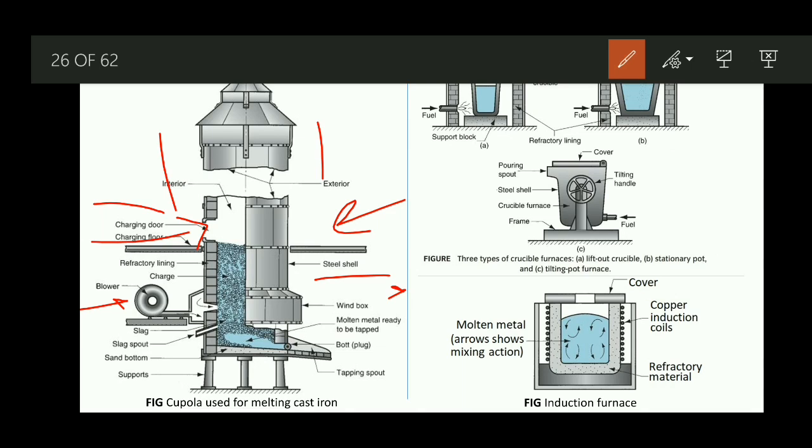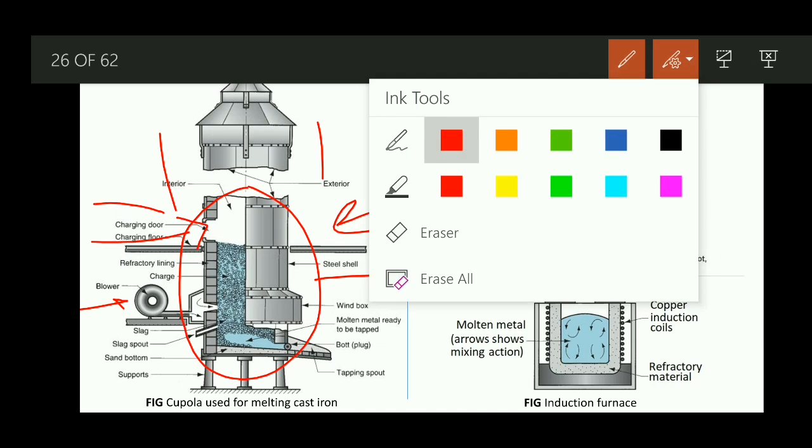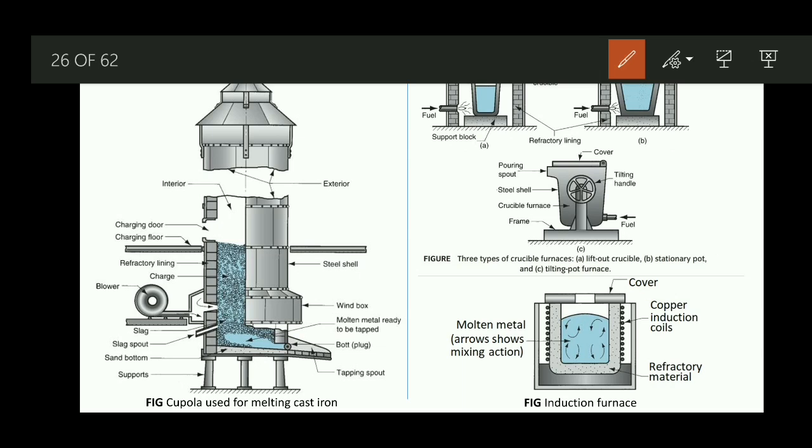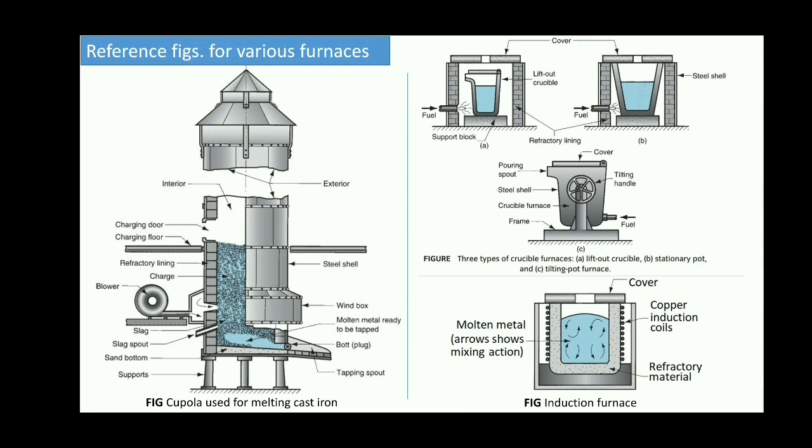Ultimately we are going to heat this particular interior, and we want to melt the metal. From the design consideration, this figure itself is self-explanatory. We can very easily say that later on we are going to get the molten metal by using this cupola.